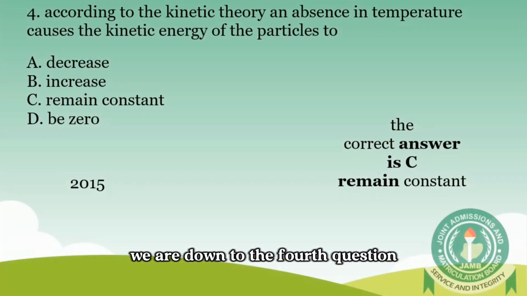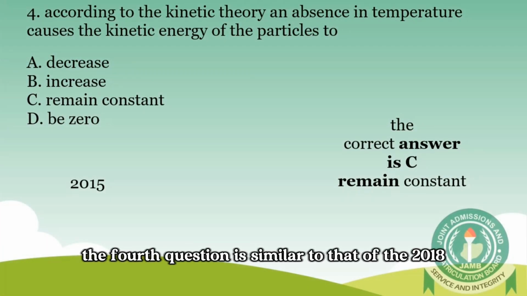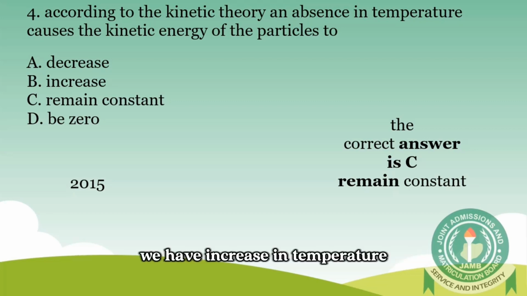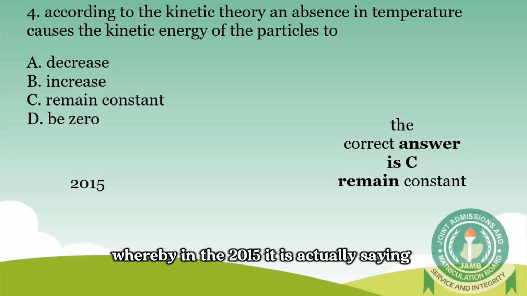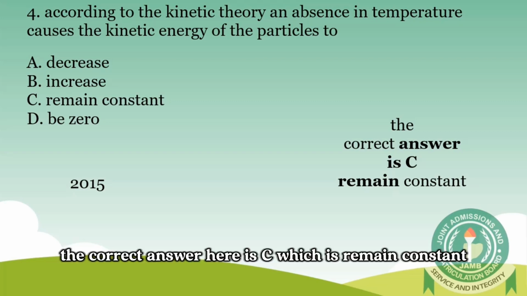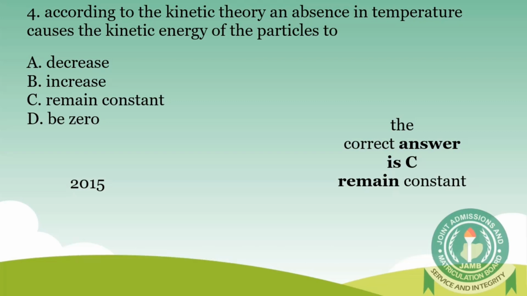We are down to the fourth question. The fourth question is similar to that of 2018, but the only difference is that in 2018 we have an increase in temperature, whereas in 2015 it is saying, according to the kinetic theory, an absence of change in temperature causes the kinetic energy of the particles to A. Decrease, B. Increase, C. Remain constant, D. Be zero. The correct answer here is C, which is remain constant.